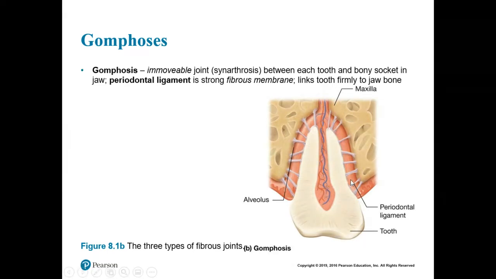Evidently, another type of immovable joint in which you see fibers as well, connecting the tooth to the gum.